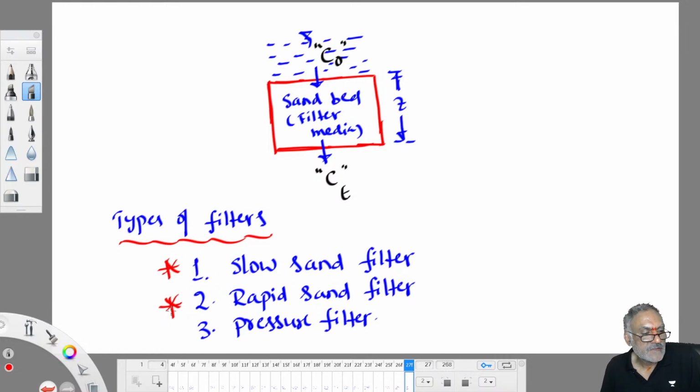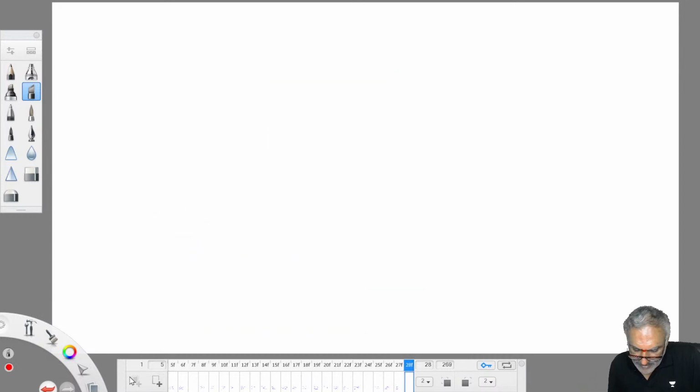Am I confusing you? Am I going fast? Gravity filters, pressure filters, all that classification is there. But that much clarity and detailing is not required in this revision class. So that's why I am writing simply slow sand filter, rapid sand filter, pressure filter. Let us see about the slow sand filter.